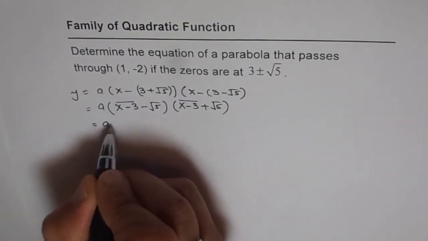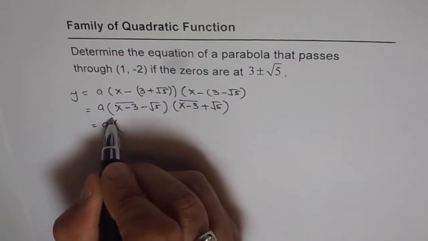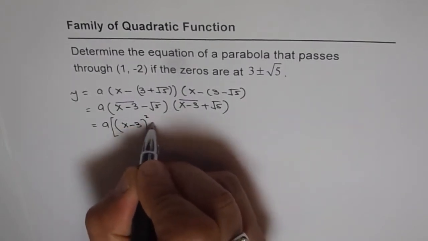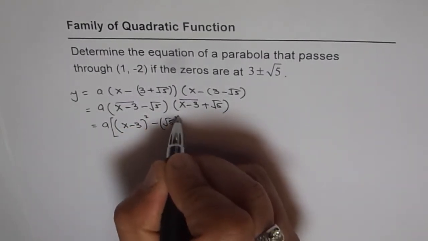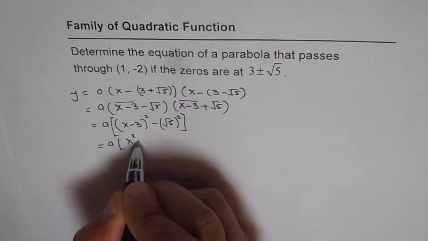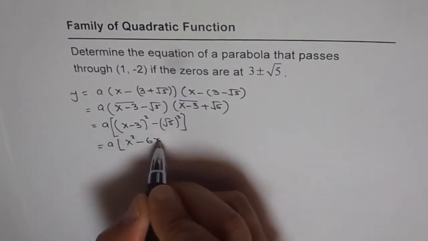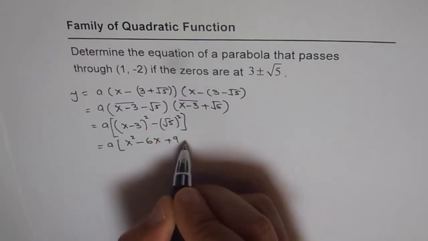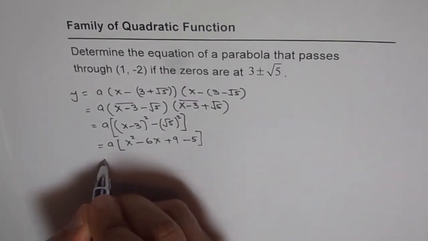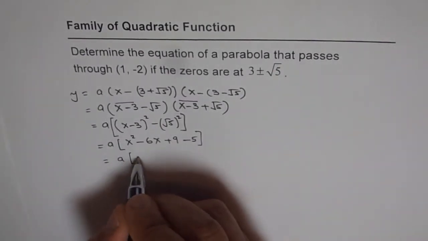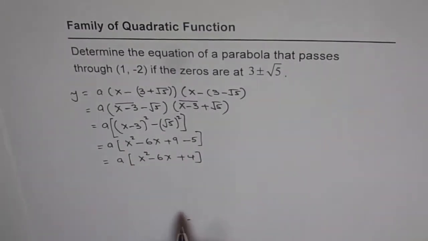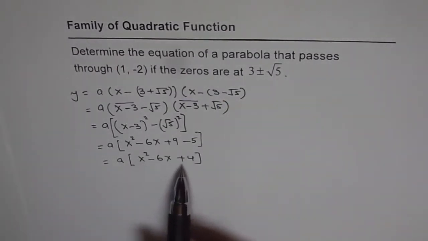So we use difference of squares at this time, and we get a² - b², that is (x - 3)² - (√5)², right? And that gives us a times, we can expand this, which is x² - 2ab, which is 6x, plus 3 squared, which is 9, and √5 squared is actually just 5. So we have minus 5. And this can be written as a times (x² - 6x + 4). So that is the kind of equation which we have with us at present.